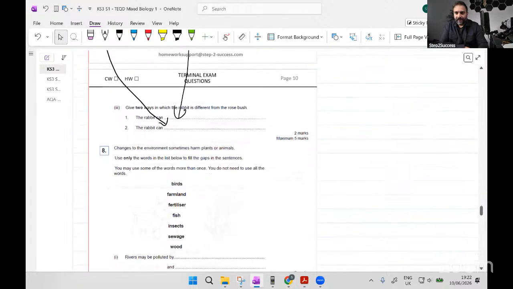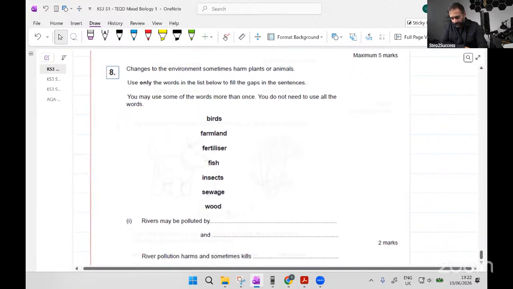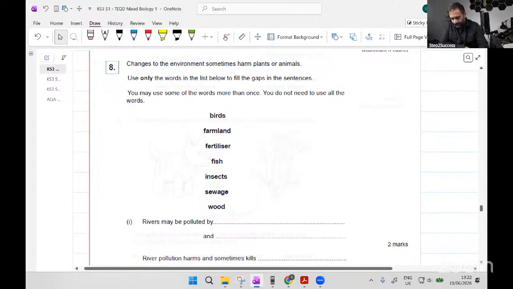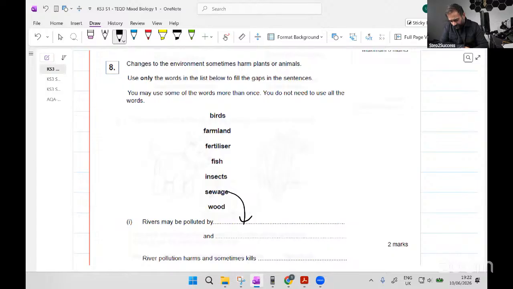And then lastly, eight from this one. Changes to the environment sometimes harm plants or animals. Use only the worst places. Rivers may be polluted by sewage and fertilizer. Fertilizer, basically, we put it on plants, but if it rains and stuff, it can get washed away and go into the rivers. And if it goes into the rivers, it can cause problems.